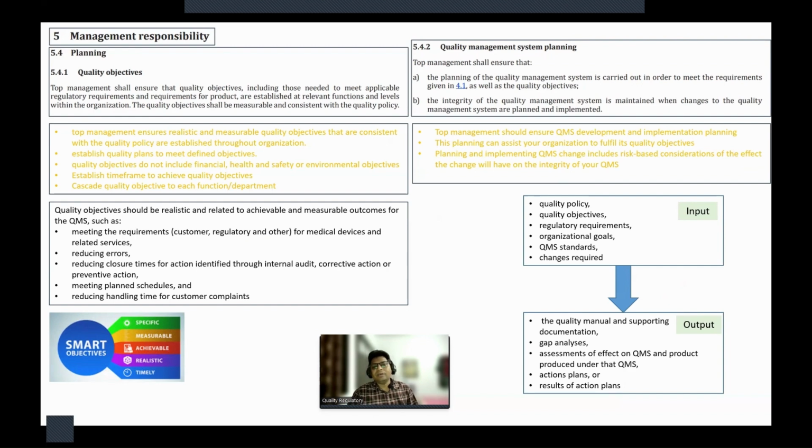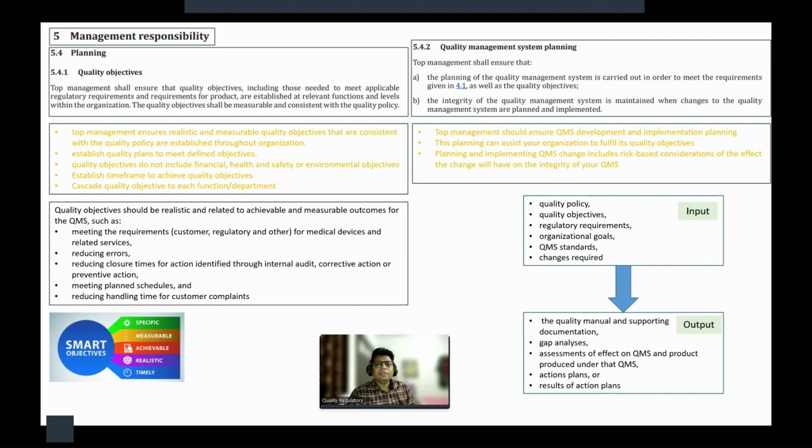Because here we are talking about product quality. If it is safety, then it should be patient safety, not EHS kind of things. Establish a time frame to achieve the quality objective. Quality objectives should be measurable; that's what the requirement says. They have to define the time frame. Cascade the quality objectives to each function and department. Individual functions should not be taking the responsibility, like quality owning the quality objectives while other functions do not. It should not be like that.